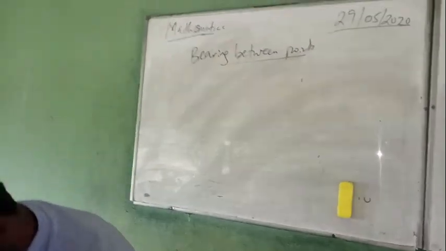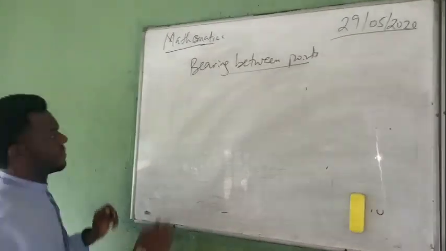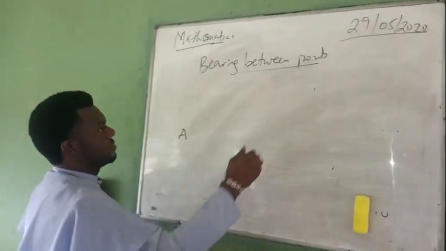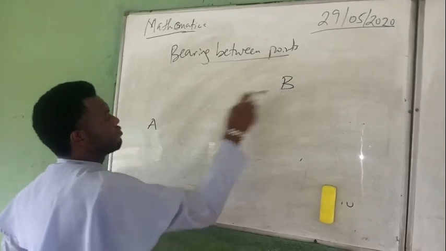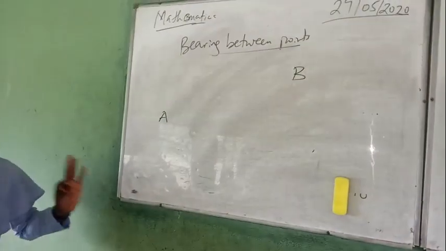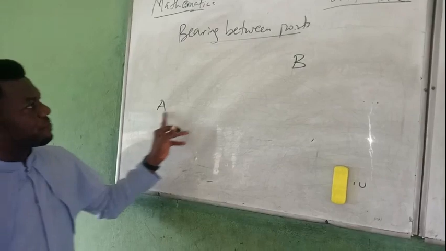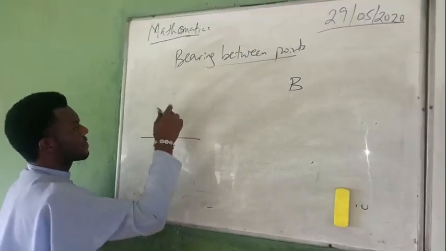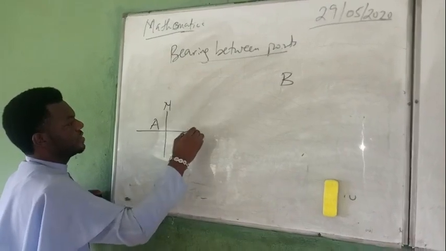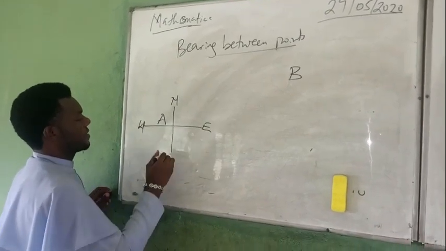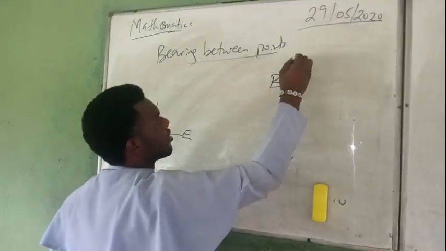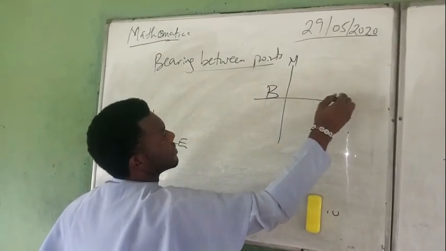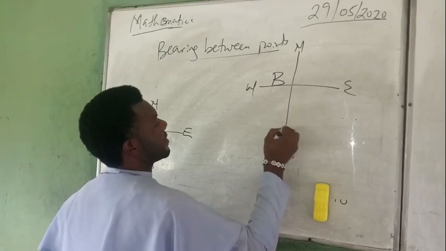Now, when we draw this line, let's say we have a line A to the line B. These are 2 points. We want to know the bearing from this point to this point. At every point, we have the north, east, west, and south. At this point also, we have the north, east, west, and south.